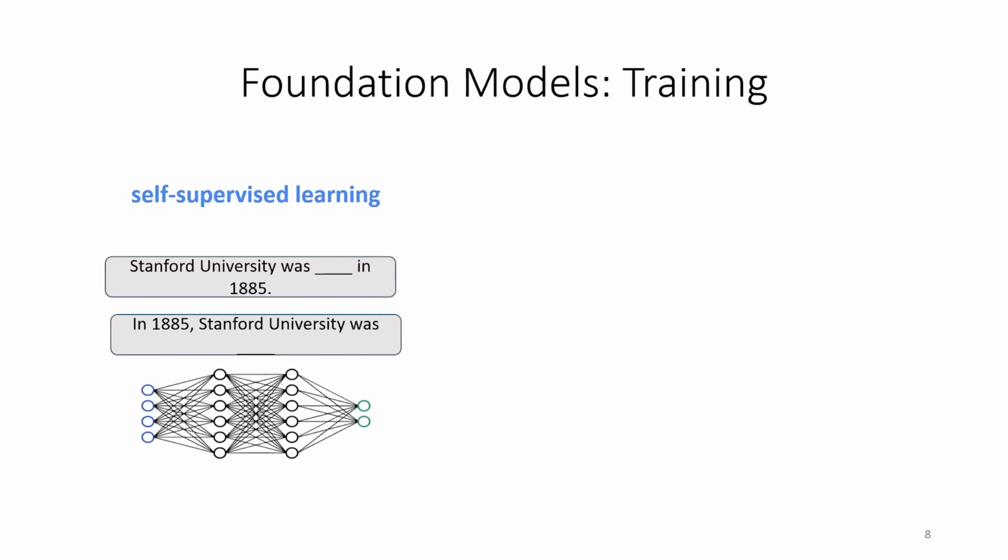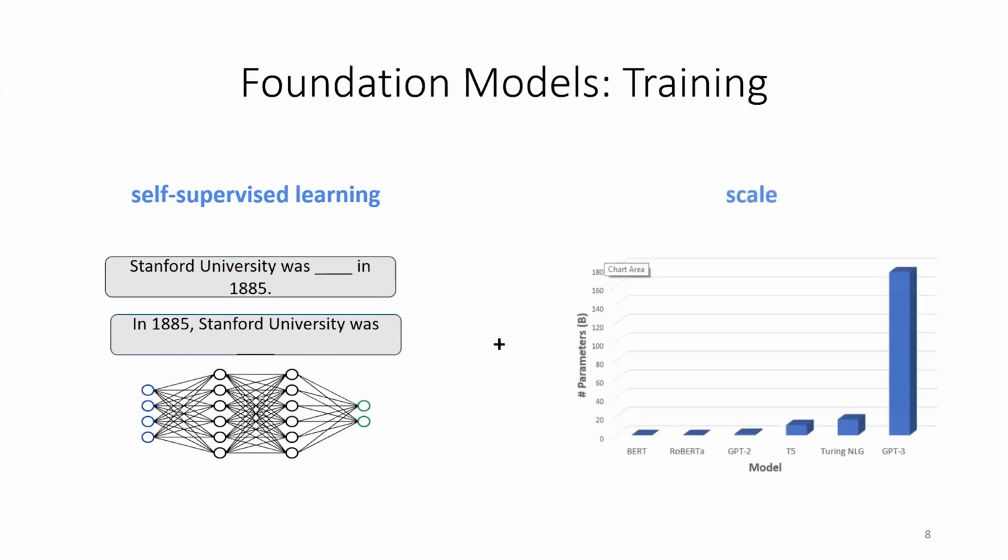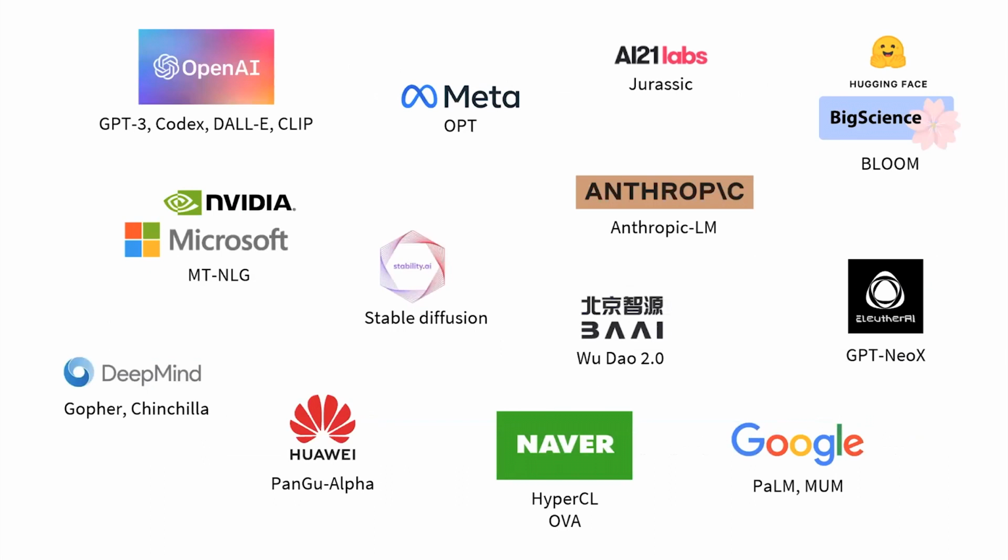But what really enables foundation models is scale. So when you apply this simple technique, but you do it with lots of parameters on tons of data, you get really cool capabilities like the ones we saw before. So there's been a huge number of foundation models that have come up in the last couple of years from many different organizations for many different domains and tasks. And I think the future has a lot of exciting stuff in store for us.